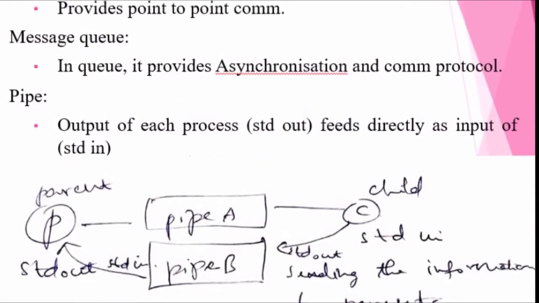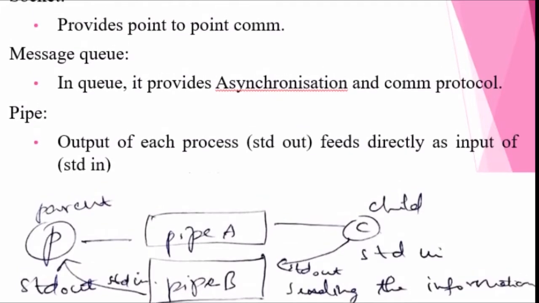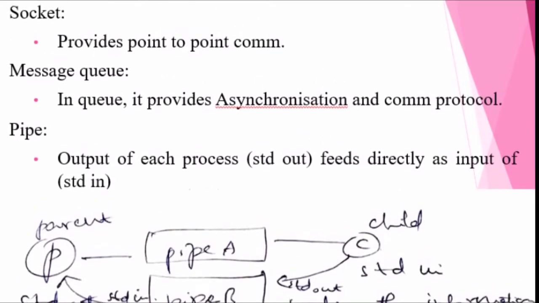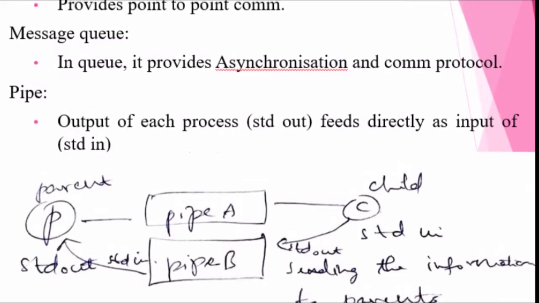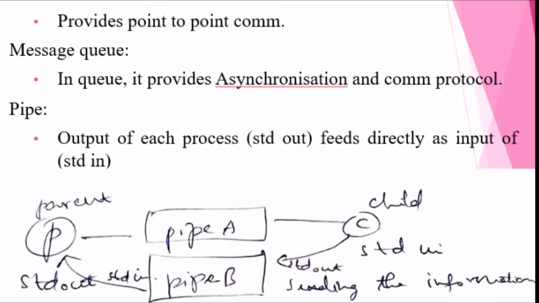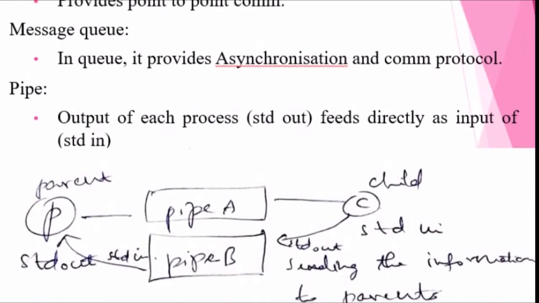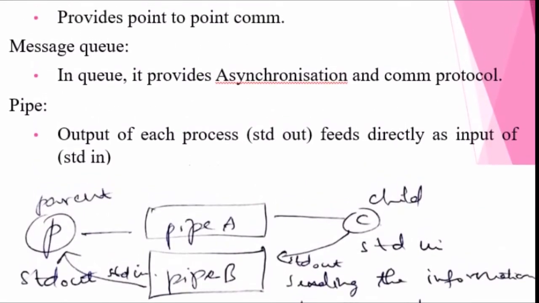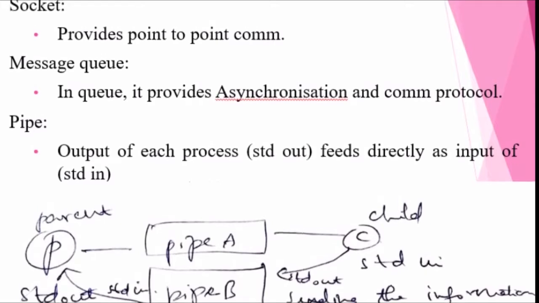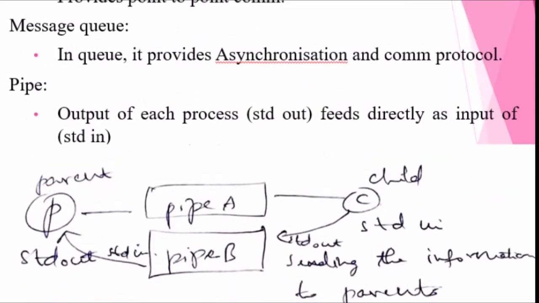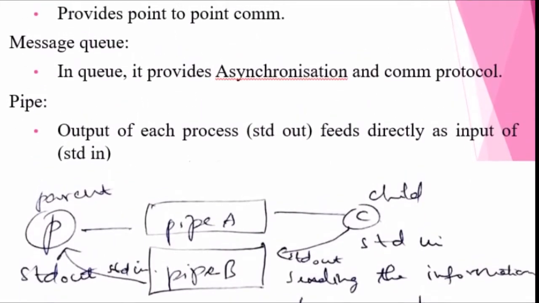Next, message queue. It provides synchronization and a communication protocol. Asynchronous communication we already know is like serial communication, where the process is done bit by bit. Here there is no interaction between the sender and receiver at the same time. Example, we can take a walkie-talkie. The sender sends the message, and the receiver retrieves the message from the message queue.